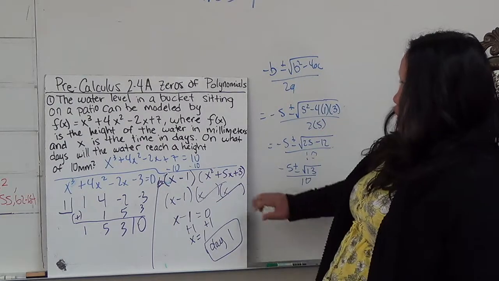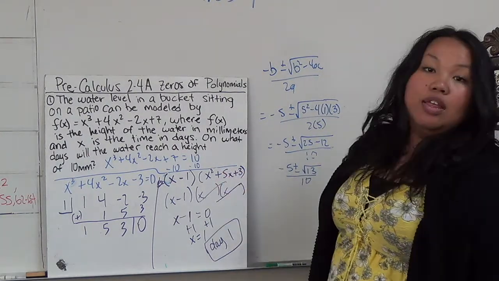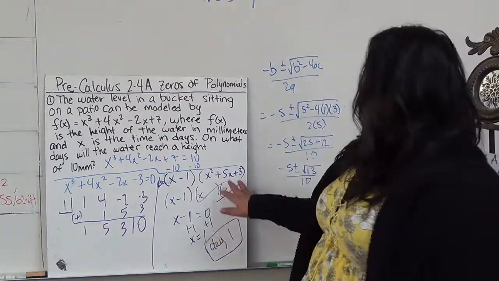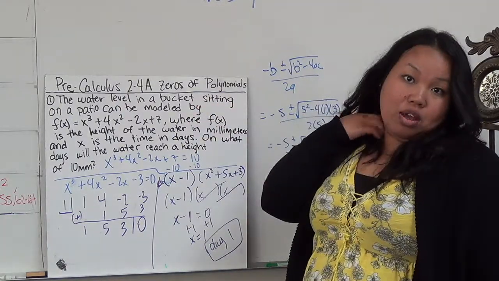So it's not asking us to solve it. So even if I didn't finish that part, that's fine. It's just to find that day 1, and eliminate all the other options. Sometimes they'll give you negatives, and days can't be negatives, so the story problem helps you eliminate all the wrong answers.